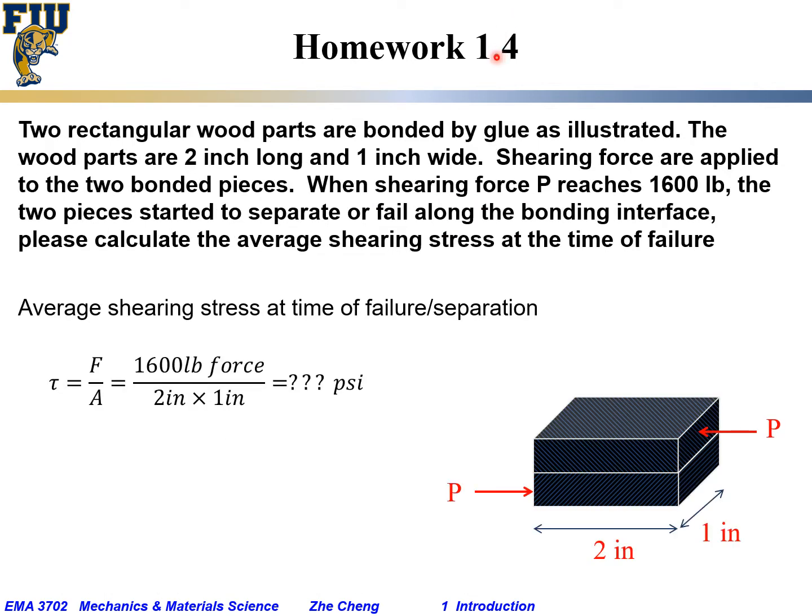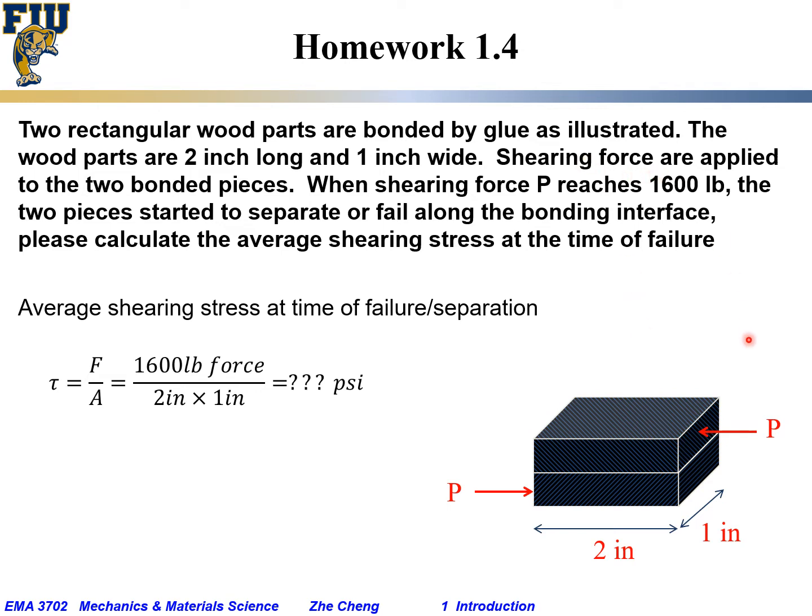Homework 1.4. It's a simple one. We said two rectangular glued wooden parts are bonded together as illustrated. One part at the top, one part at the bottom, and they both have a flat surface, and they are glued together as illustrated along the flat surface. Each of the parts is 2 inches long and 1 inch wide. We didn't specify the thickness, which means it may not matter here.